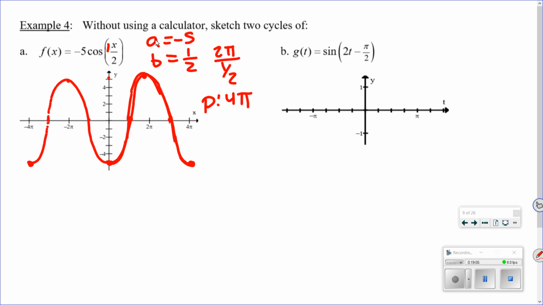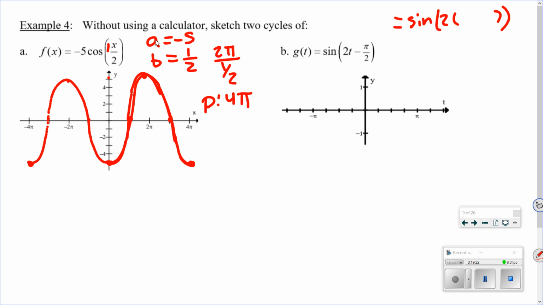All right, this one, g of t equals sine of 2t minus pi over 2. So this is one you've got to be careful with. Before you decide on that horizontal shift, because there's a minus pi over 2, you've got to factor the 2 out. So I've got to take a 2 out of both of those.